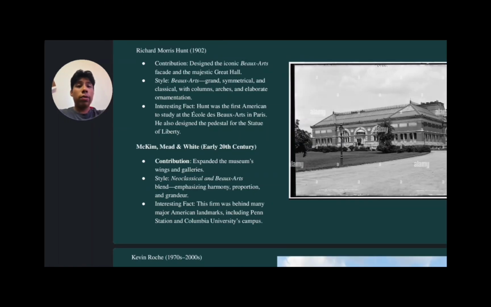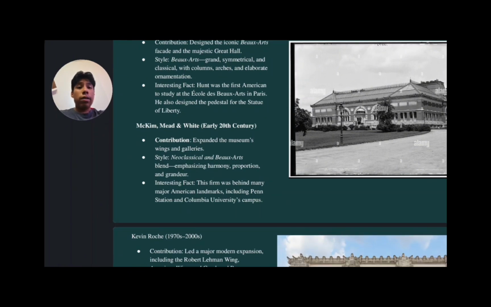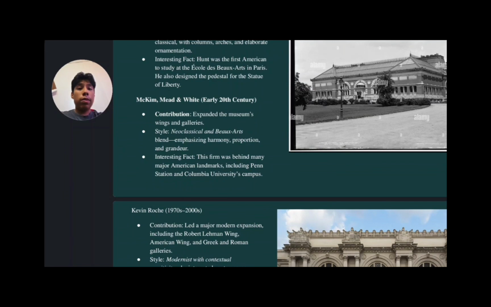In the early 20th century, McKim, Mead, and White was the firm who designed the museum. Their contribution expanded the museum's wings and galleries. Their style was a neoclassical and Beaux-Arts blend, which emphasizes harmony, proportion, and grandeur. An interesting fact about this was that this firm was behind many major American landmarks, including Penn Station and Columbia University campus.